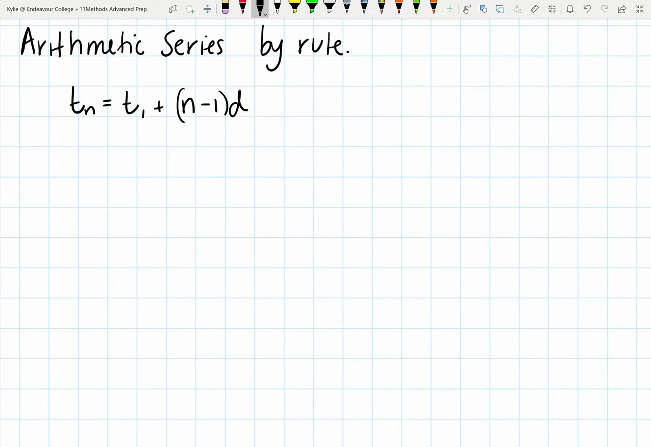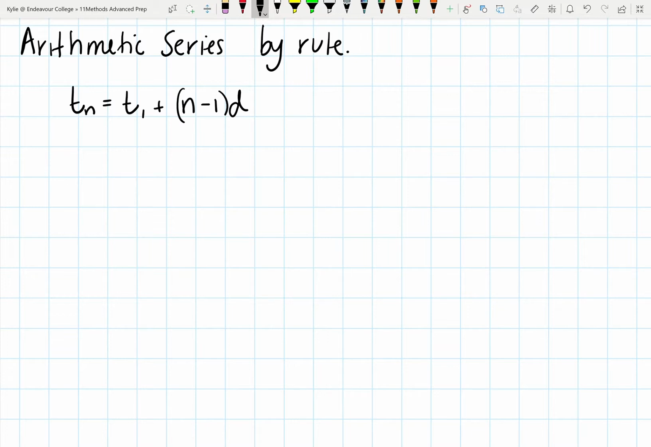I hope you realise by now that if we're going to be adding up large numbers of terms, that can get very cumbersome and a bit repetitive and tedious. So as always, we want to find a rule that works with what we're doing here. And we want to make sure that we understand the rule.